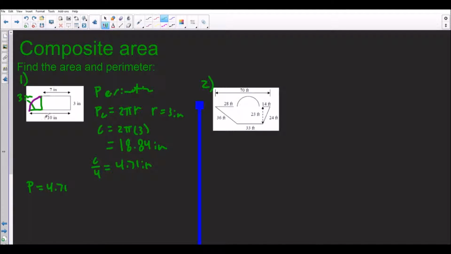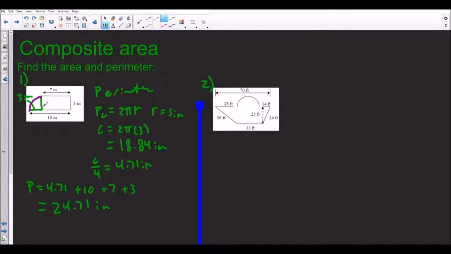And now we just add up all the other sides. So plus 10, plus 7, plus 3. And that's going to equal 24.71 inches. And that's all we need to do for perimeter, right? We found how far it would be, if this shape was your yard, to go all the way around the outside. So how much fencing you would need.